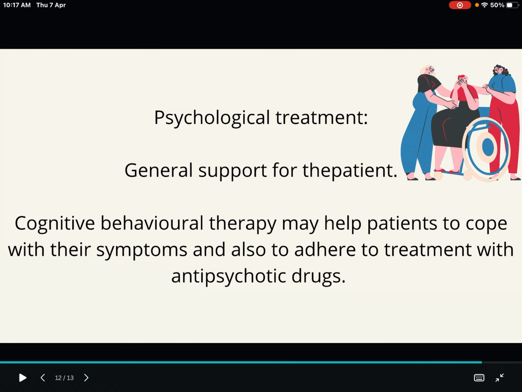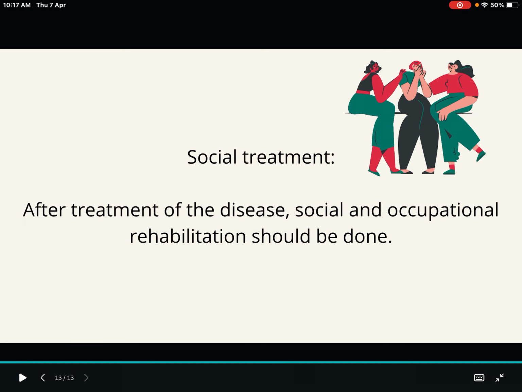So let's see what is the psychological treatment that we can give. We can give general support for the patient, and cognitive behavior therapy may help the patient to cope with their symptoms and also adhere to the treatment with the antipsychotic drugs. So antipsychotic drugs we have to give, then we have to give the psychological treatment, support to the patient, and cognitive therapy. So all this will help in treating the condition along with the antipsychotic drugs.